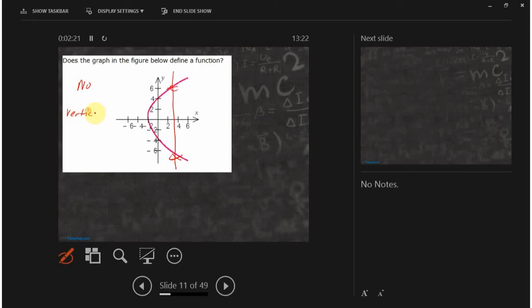Vertical line passed in more than one point. Failed.